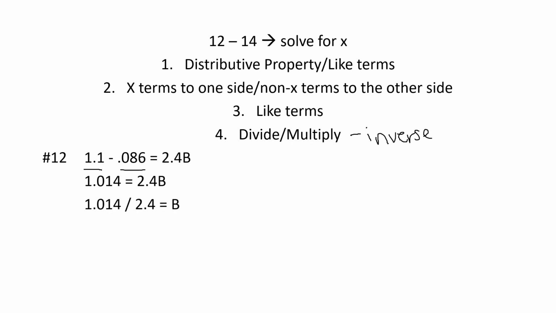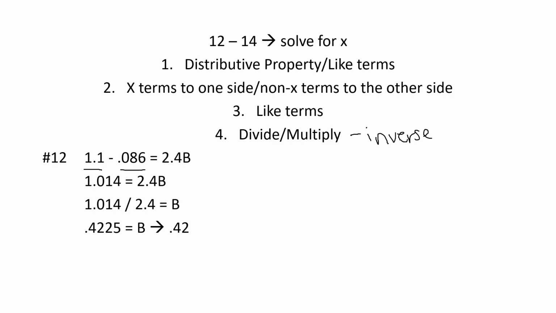So I'm going to do 1.014 divided by 2.4, and that gives me 0.4225. The typical rule when it comes to this level of math is if you start with decimals, you want to have your answer in a decimal form.